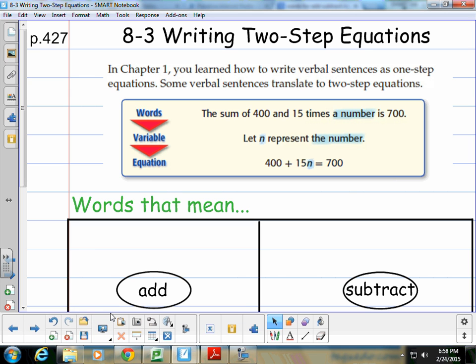So, writing two-step equations. In chapter 1, you did learn about writing verbal sentences as one-step equations, and some verbal sentences can translate to two-step equations. For example, the sum of 400 and 15 times the number is 700. So you can let n represent the number we don't know, just like in chapter 5, when we were learning about percents of and what is and of things, and then fill that in. The sum tells us we're adding: 15 times a certain number plus 400 is 700. So is still represents equals.